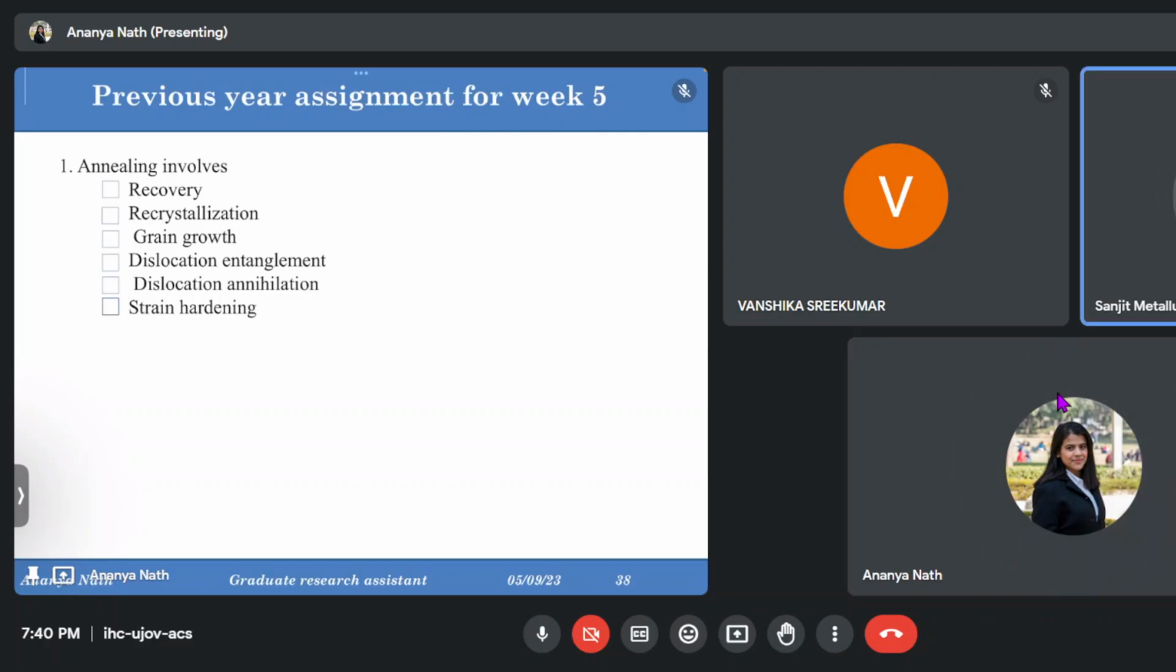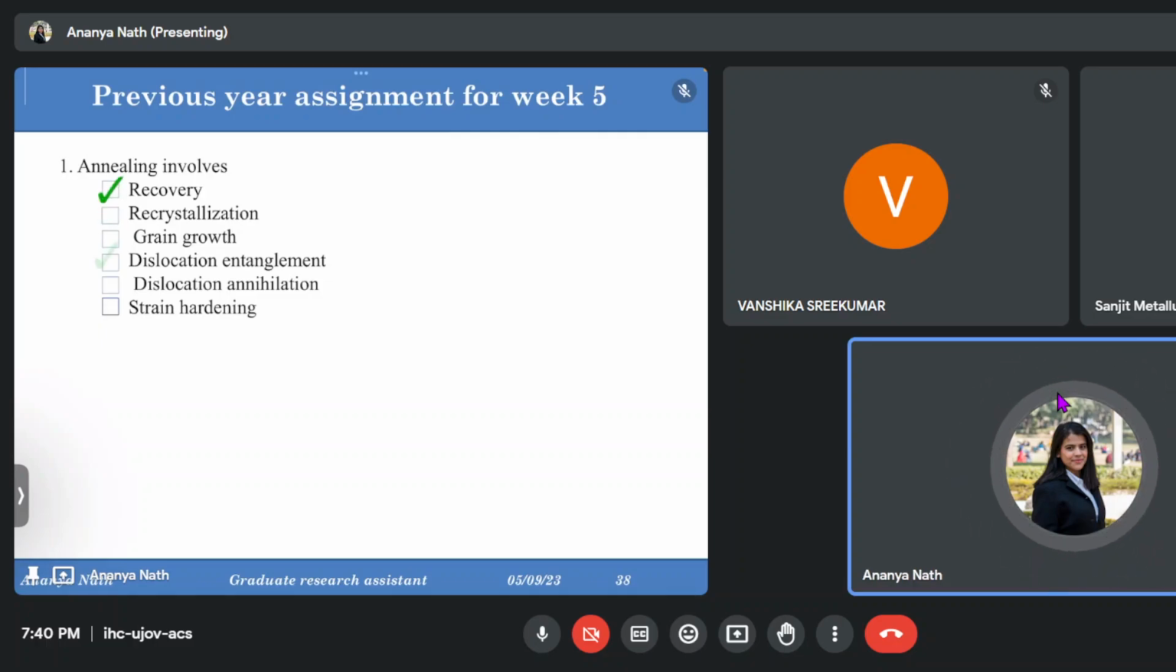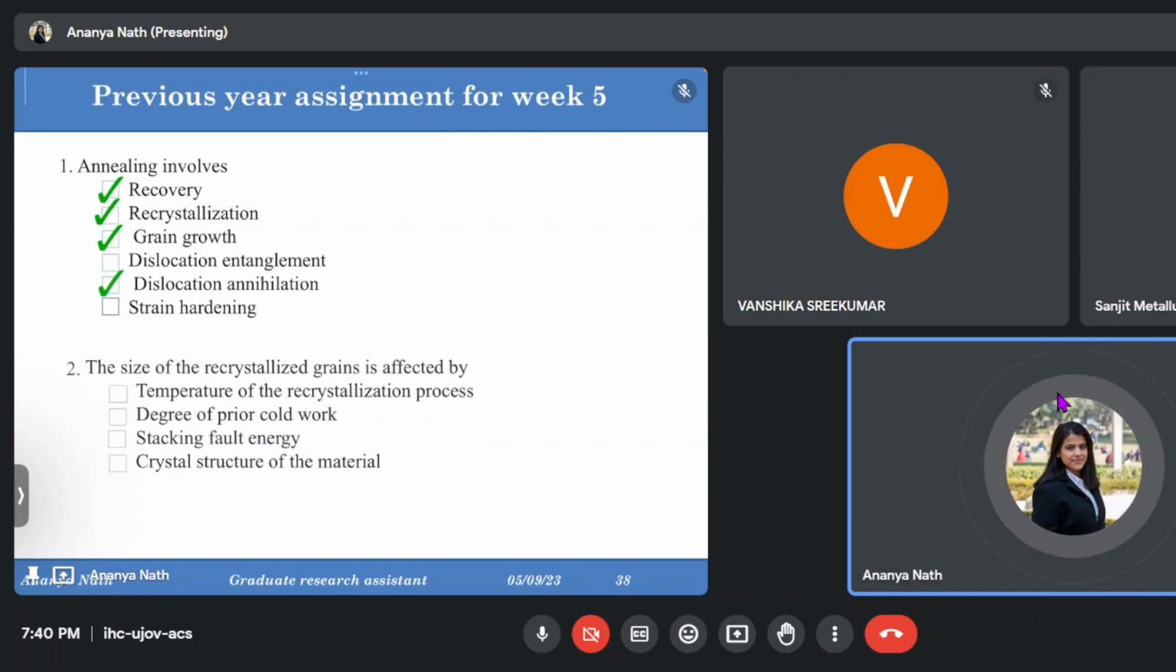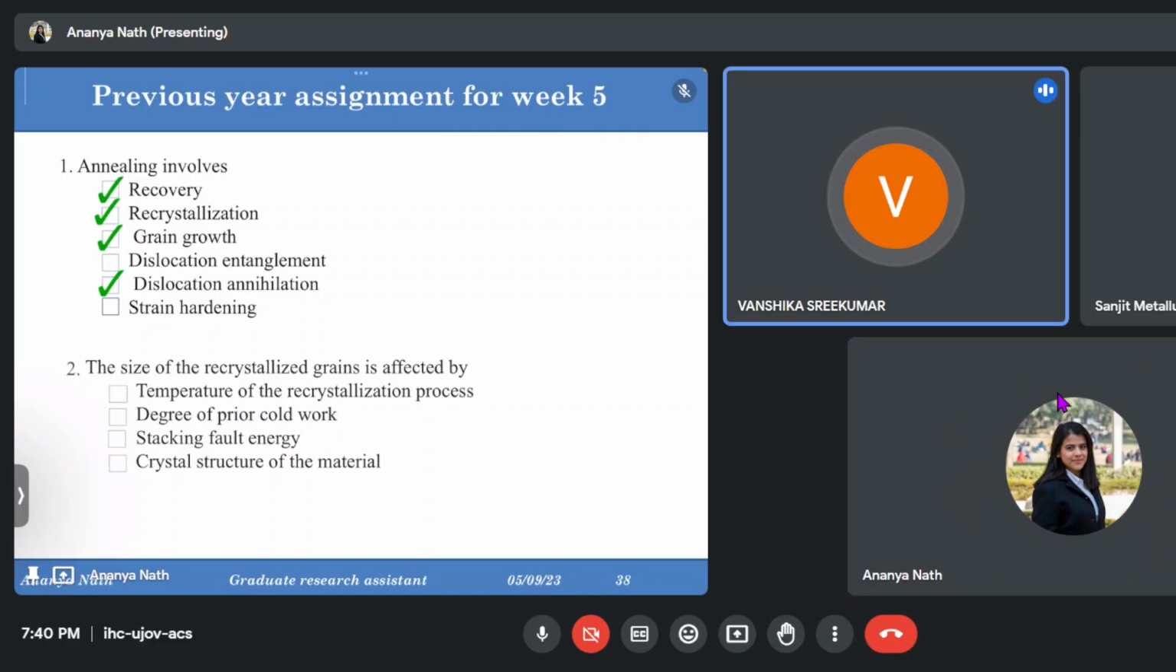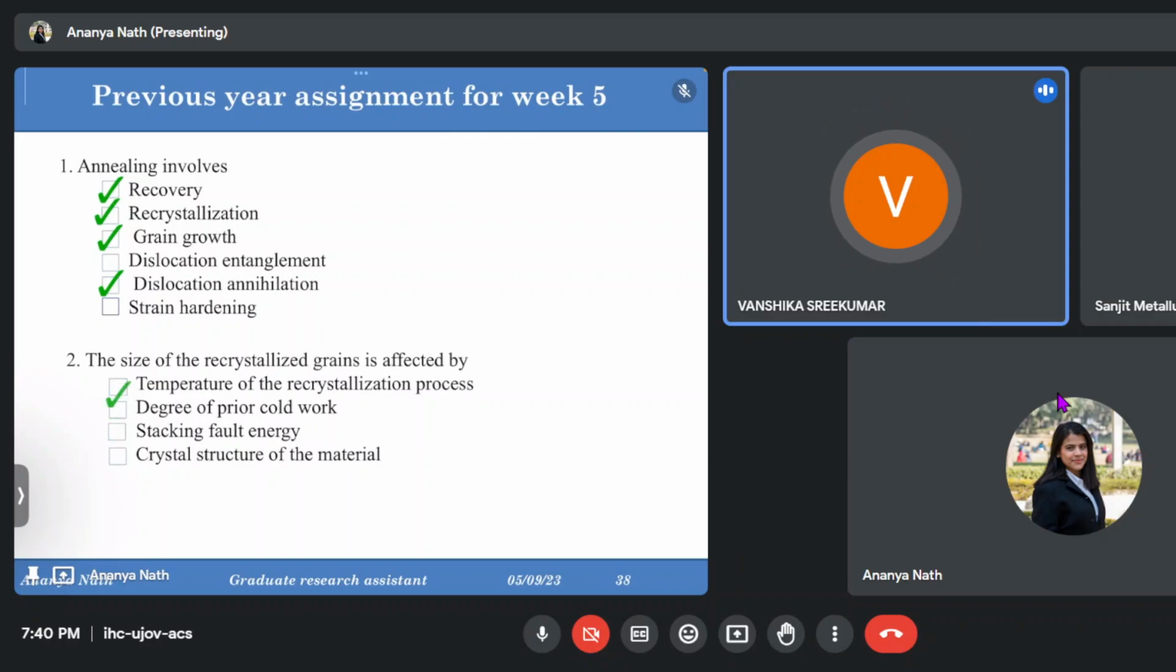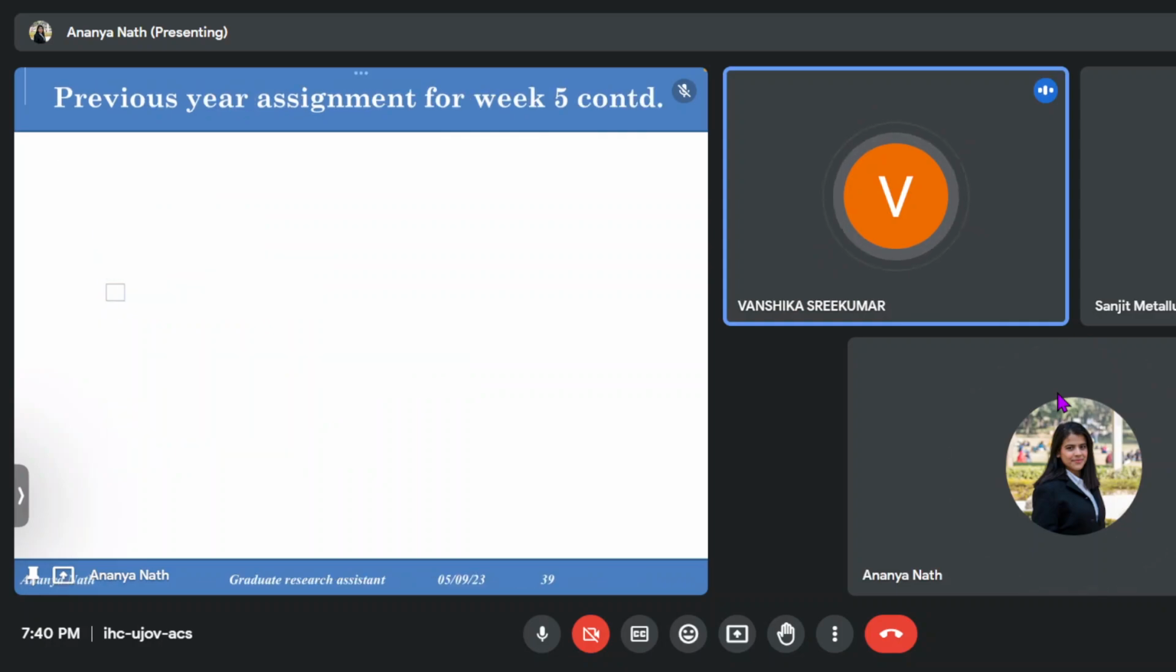I think A, B, C, and D. So it's obviously the recovery and recrystallization, and after that the grain growth will take place and the dislocation annihilation will take place. The size of the recrystallized grain is affected by the temperature of the recrystallization process, the degree of prior cold work, and stacking fault energy.